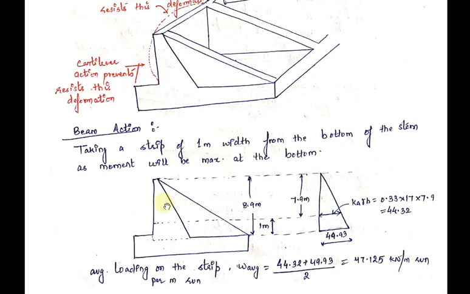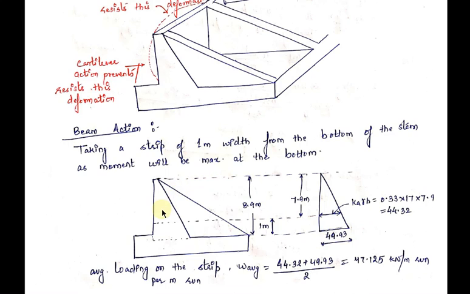So if I consider a 1 meter strip at the top, the pressure distribution will be minimum, and as I go down, the pressure will increase, and when I reach the bottommost part of the stem, the pressure will become maximum. Therefore, I will take a 1 meter strip from the base of the stem.